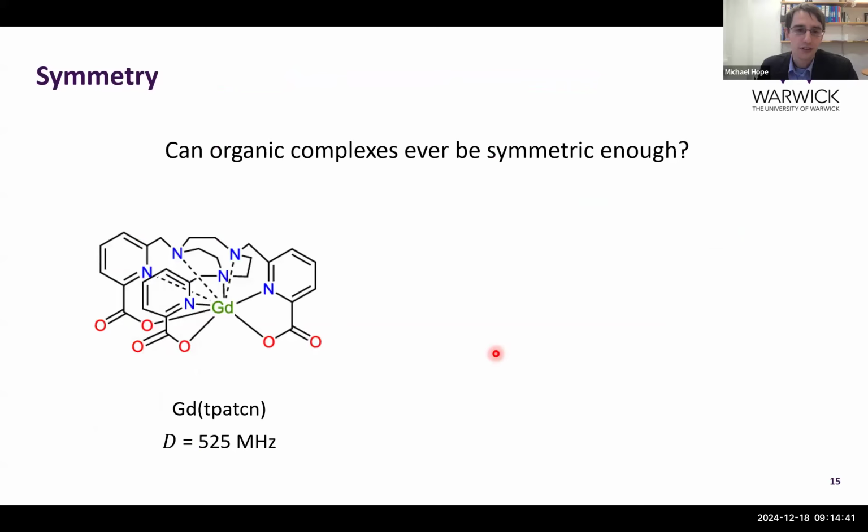So when we were discussing this in group meetings, one of the questions I had was, can we ever make these complexes symmetric enough? So for an organic gadolinium complex, you typically have 9-fold coordination. And from a symmetry perspective, there's no way of having a cubic arrangement of 9 ligands. You can't have the zero field splitting be zero by symmetry.